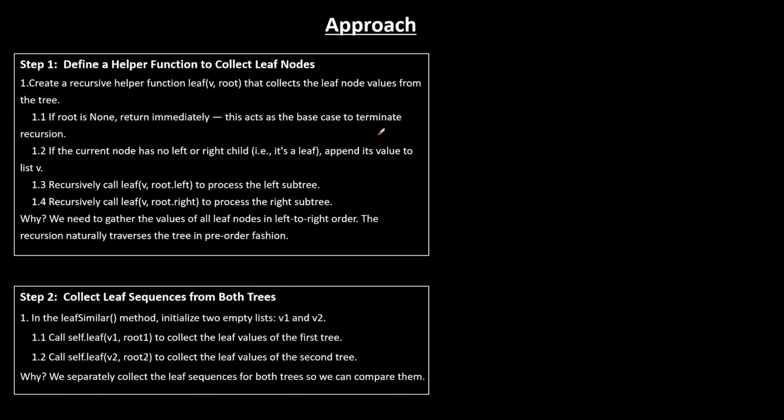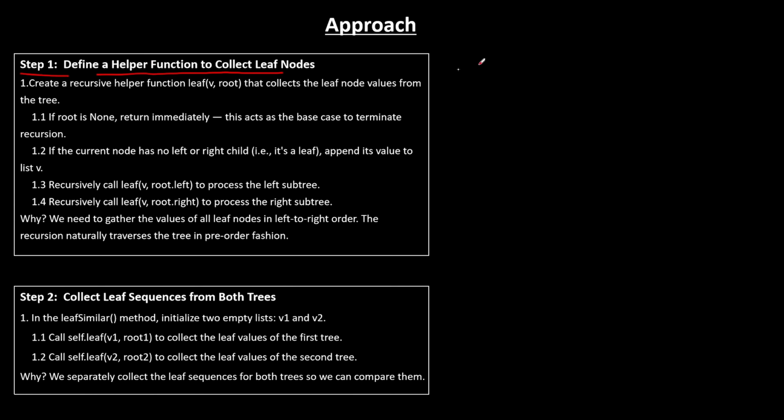Now, since we got the intuition of the problem, let's look into the approach, how we're going to solve it. Fine. This is step one. Define a helper function to collect leaf nodes. Let me make one more thing clear to you. In Leetcode, we have been given two functions, right? One is the main function given by Leetcode, and another is the helper function, which I have created, which will be called within the given main function. Fine. This will be much clearer when we look into the code.